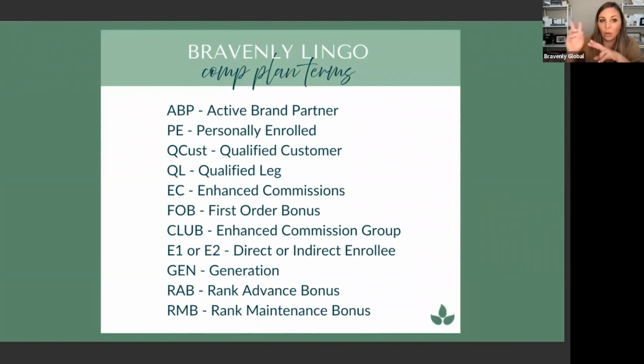Okay, the last 2 comp plan terms that you'll sometimes see that refer to bonuses in our comp plan are RAB, rank advanced bonus, and RMB, rank maintenance bonus. So if you ever hear somebody or see an image that says another RAB, that's what that stands for.